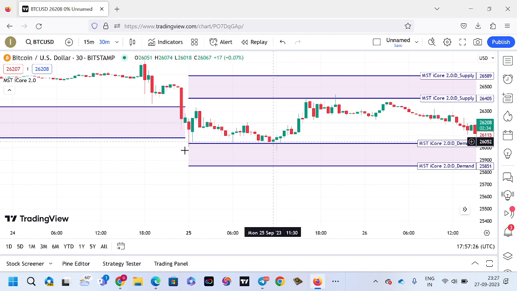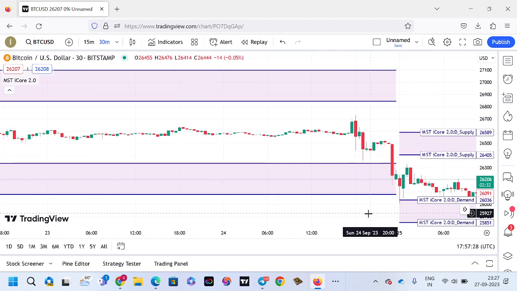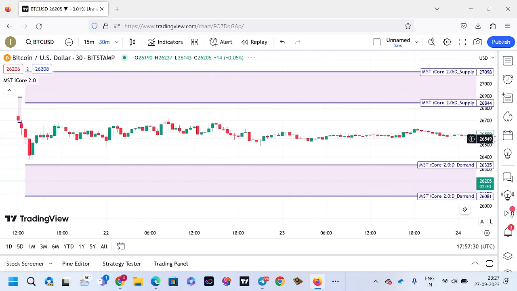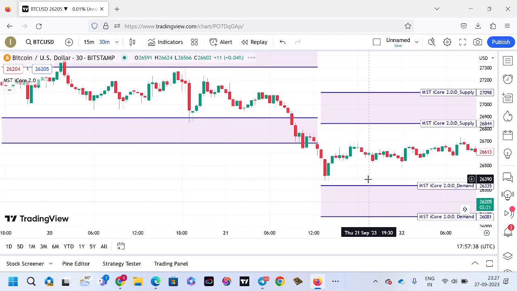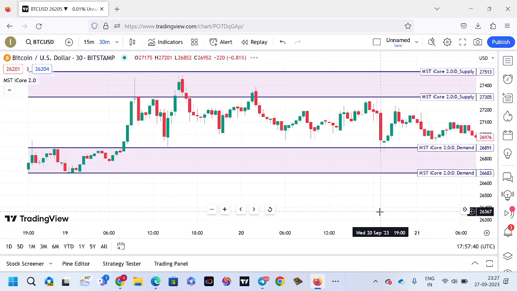So how much profit in a single indicator with a different system? And the previous day we got no entry. This cannot be considered as an entry, but it has come very near to our buy zone. Okay, and previous day what happened?